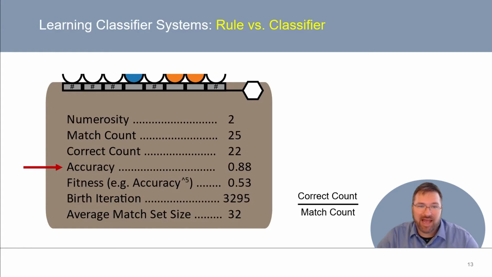And then we have the accuracy of the rule. This is the number of times it was in a correct set divided by the number of times that it was in a match set. Of note, this is different than the standard accuracy of a model as we learned about in part 4 of this video series. Just because a rule has a high rule accuracy doesn't actually mean that it's a good rule.